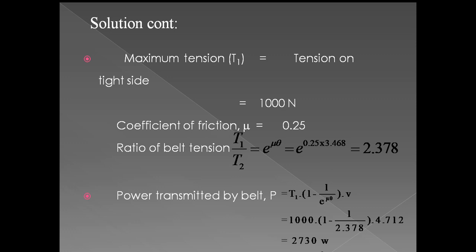So in this way we need to find the power transmitted. First we need to find the velocity required. After that we need to find the ratio of belt tensions, that is e power mu theta. From that you get P equal to T1 into (1 minus 1 by e power mu theta) into V. So the power is 2.73 kilowatt.